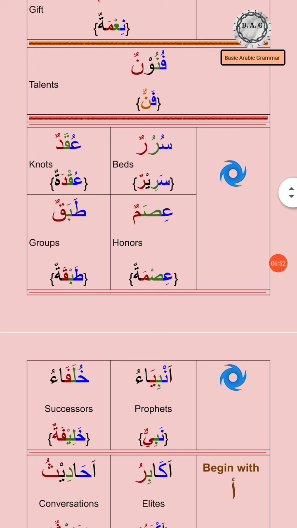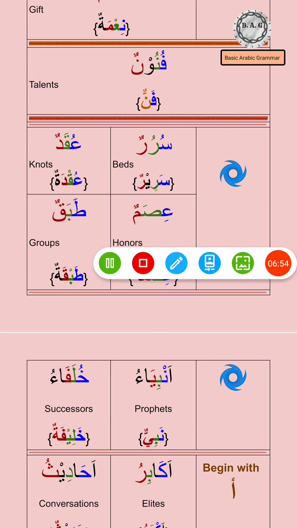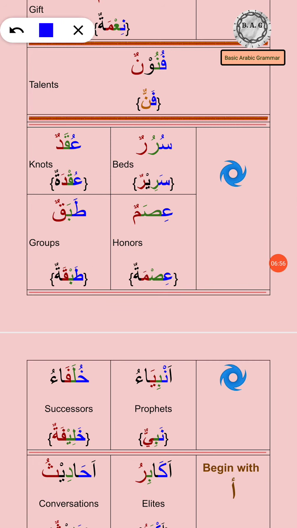Next we have the pattern where no additional letter is added to the jama mukassir. So we have fu'ulun, which becomes sururun from the word sarirun. It means beds. Alright, sarirun is singular, a bed, and sururun is beds.